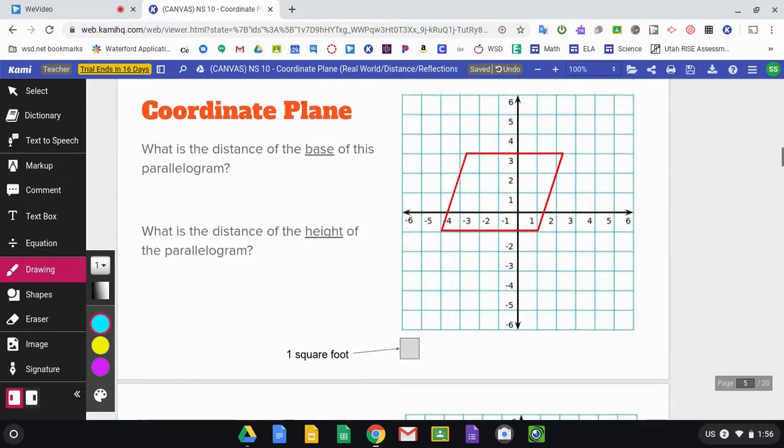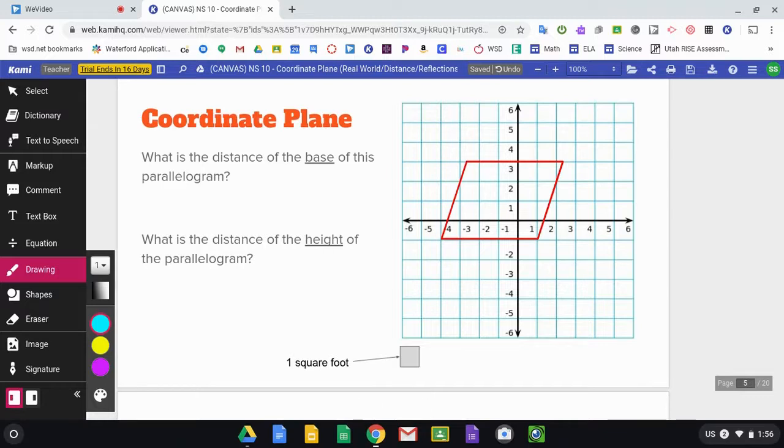Now, let's look at this. Now we have a parallelogram, okay? A parallelogram is a quadrilateral, a 4-sided shape with 2 parallel sides, but the angles are not all right angles. Okay, so question number 1, what is the distance of the base of this parallelogram? Well, the base is usually the bottom or what the shape is sitting on. So find the base, and I'm going to start right here at positive 1. And let's count. 1, 2, 3, 4, 5. So that base is 5 feet.